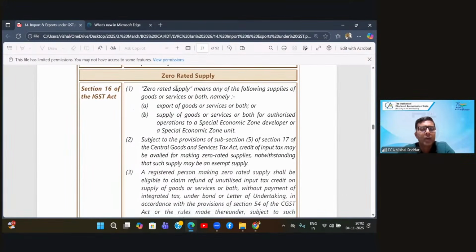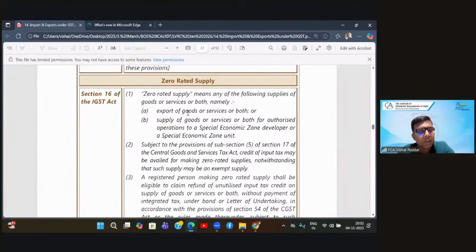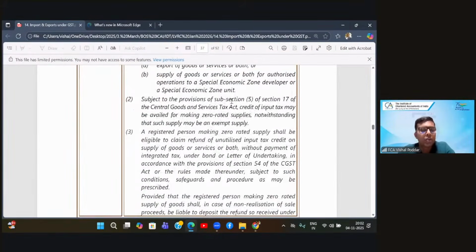What it says: zero rated supply means any of the following supplies of goods or service or both, namely export of goods or export of service, or supply of goods or service for authorized operations to SEZ or SEZ developer. So strictly two transactions only will be regarded as zero rated supply: export of goods or service, or supply of goods or service for authorized operations to SEZ. Now, subject to the provisions of 17(5), that is blockage of ITC, credit of input tax may be availed for making zero rated supplies, notwithstanding that such supply may be exempt.